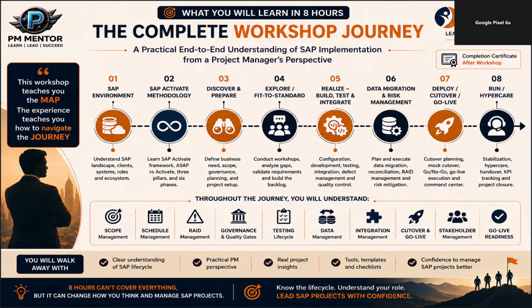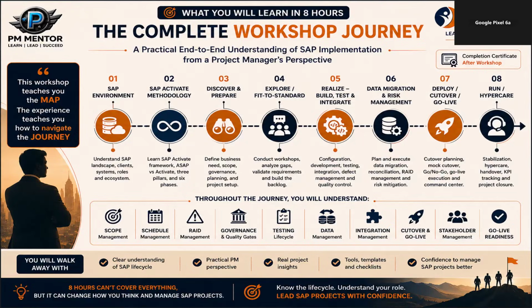Then we come to data migration and risk management. Data migration is one of the areas that can create major problems if it is not managed properly. We will discuss planning, cleaning, mock migration, reconciliation, validation, ownership, and business sign-off. Along with that, we will understand RAID management: risk, assumption, issue, dependency, because almost every major activity in an SAP project carries dependency, and the project managers need to know not only how to capture these items but also how to drive them to closure.